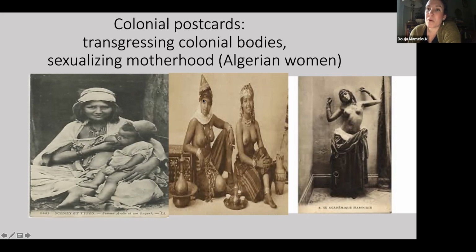Some studies say that women who have these cone hats, specifically in Tunisia, were prostitutes, and they were mostly Tunisian Jewish women who were the prostitutes.